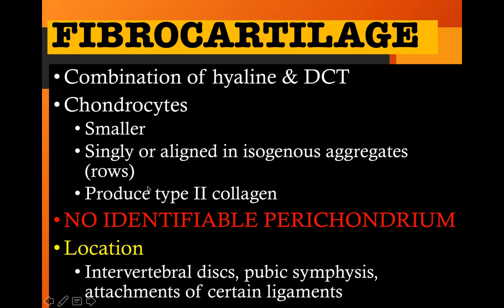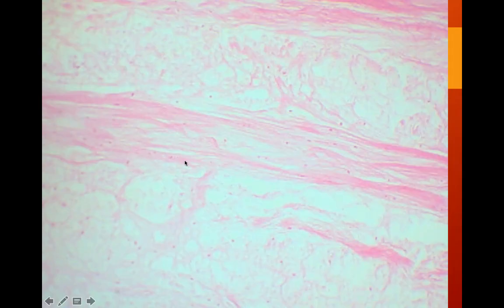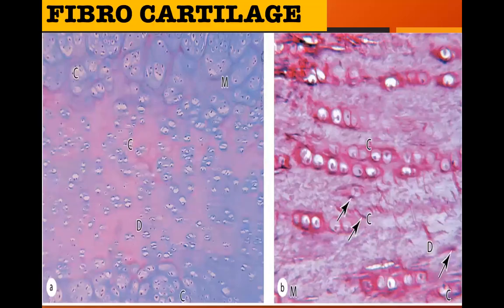Now, where are they located? The fibrocartilage, as mentioned a while ago, is located in the intervertebral disc and in the pubic symphysis. In the laboratory, we usually use this slide. This is your intervertebral disc. The cells pointed right now are your chondrocytes, and they are arranged in rows. They still have collagen type 2, but the arrangement of the chondrocytes here is in rows. This is your intervertebral disc.